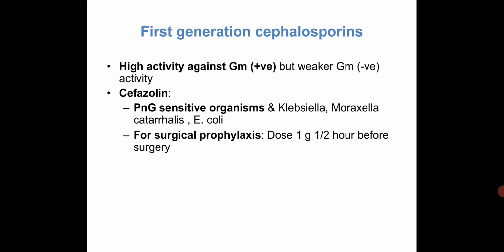Penicillin G acts more on gram positive organisms, plus this cephalosporin is also active on gram negative bacteria, but nowadays there is a chance of resistance also. This cefazolin is good for surgical prophylaxis. It is useful as surgical prophylaxis half an hour before surgery. Dose is 1 gram.